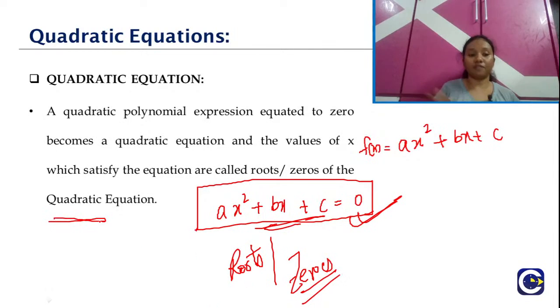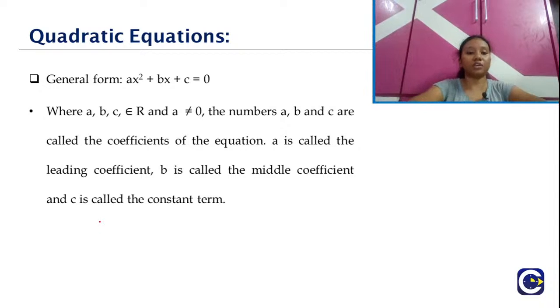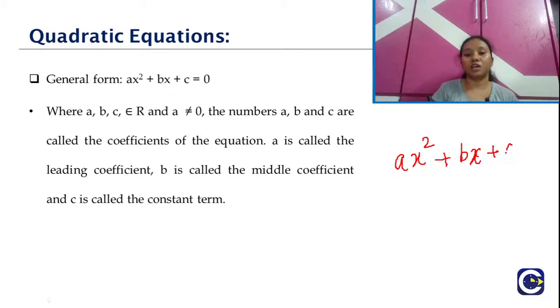So this is about our quadratic equation. Now you might have understood the difference between a quadratic polynomial and a quadratic equation, right? Now let's see the general form. Here we will discuss in detail what the terms and coefficients are called, everything in detail for our quadratic equation. The general form of a quadratic equation is ax square plus bx plus c equal to 0. This is the general form of any quadratic equation, right?